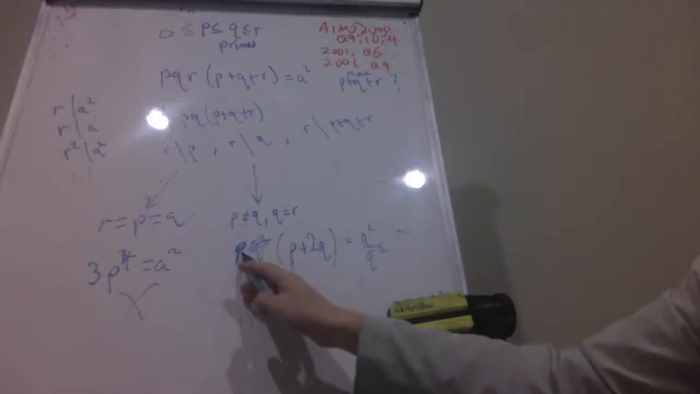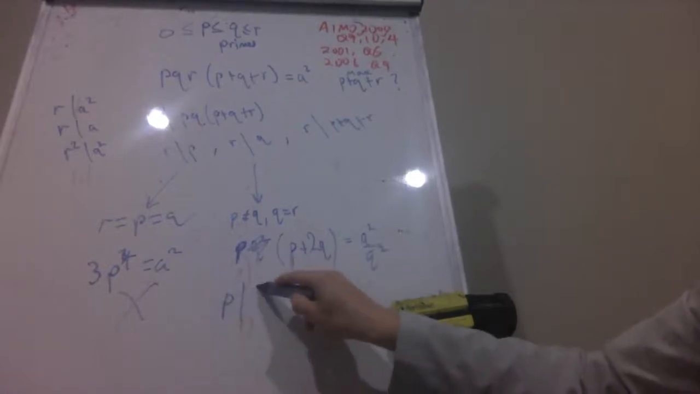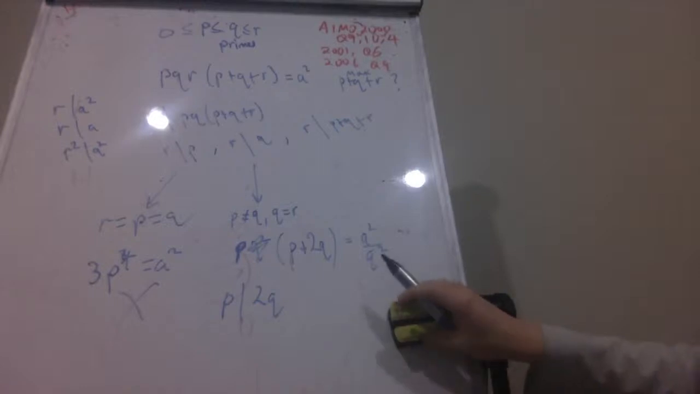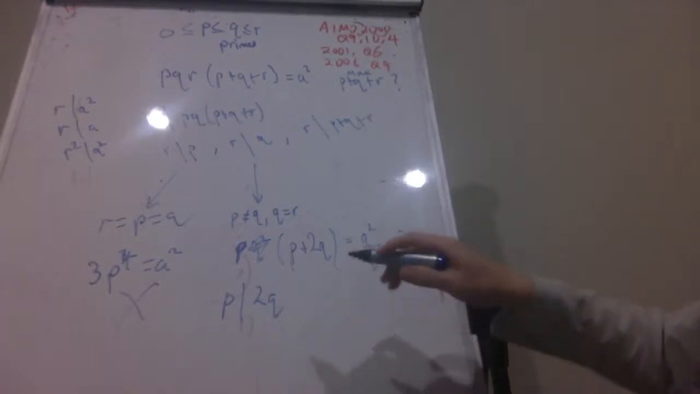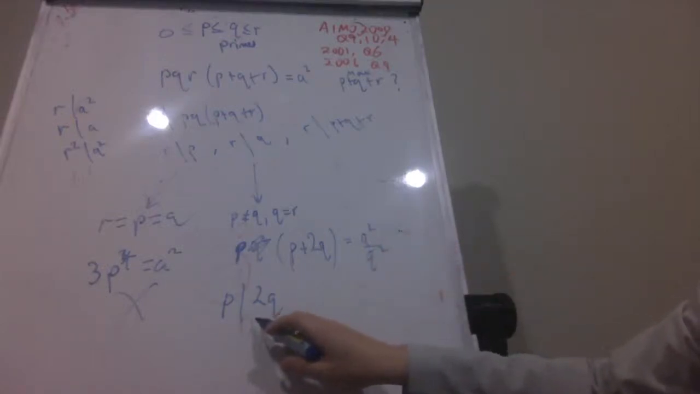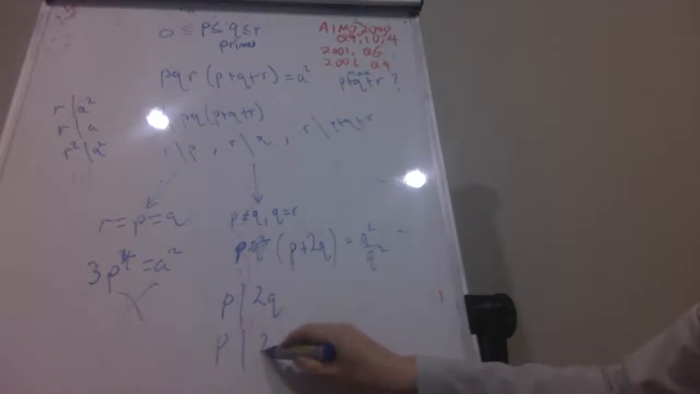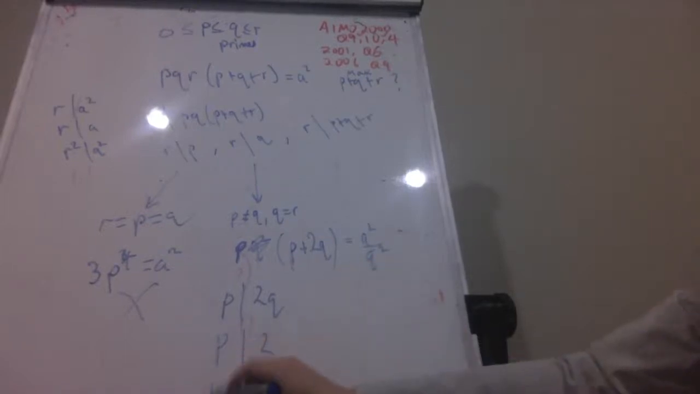But there's a P here, so P has to divide that. So P has to divide 2Q, right? P can't divide Q, so P has to divide 2. Does that make sense? Yeah. So P has to equal 2.